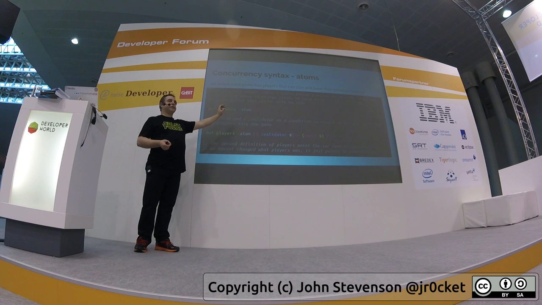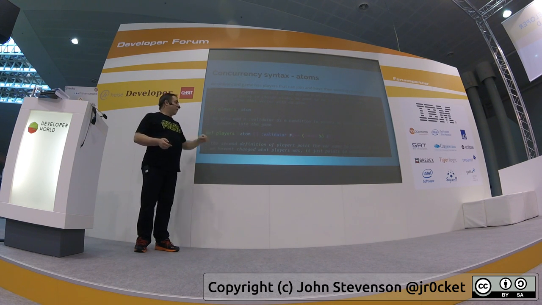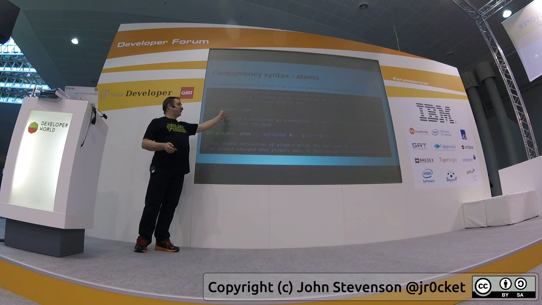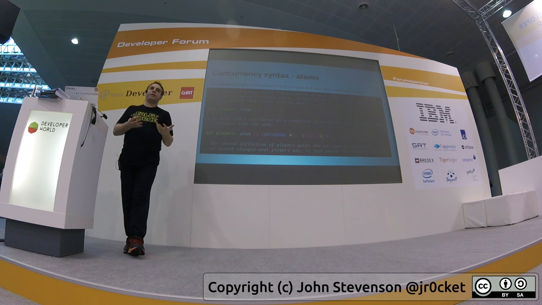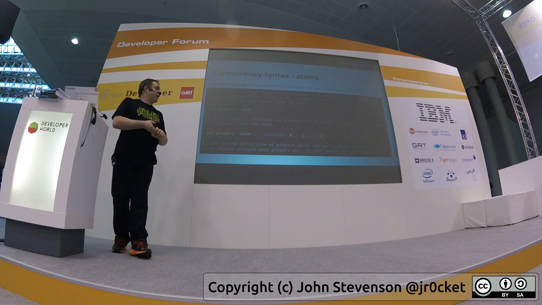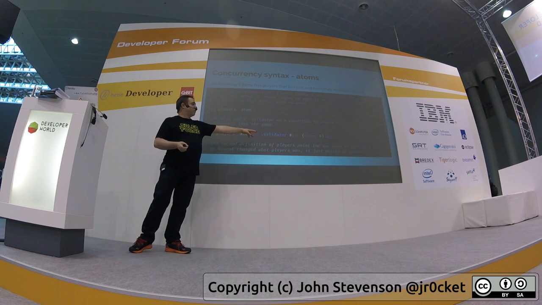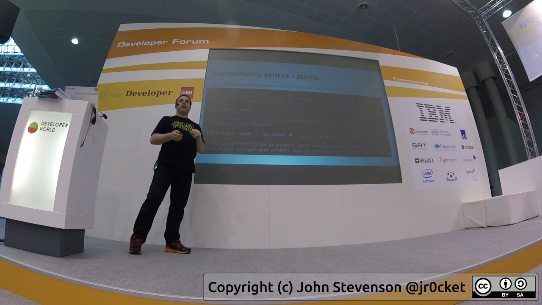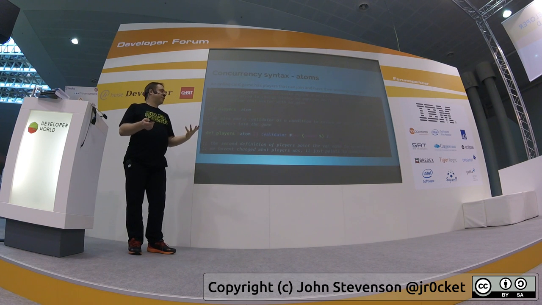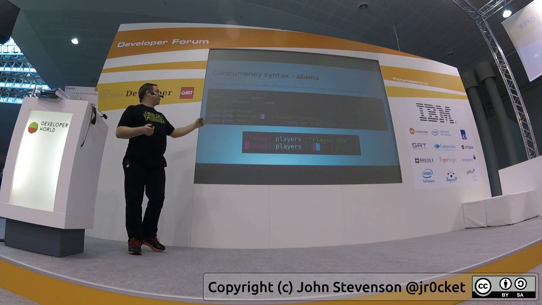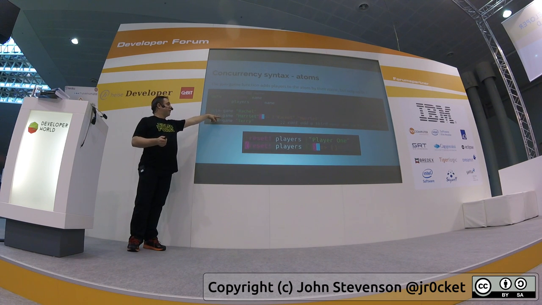So we define something as an atom. Here we're just defining an empty vector, or we can define it with valid data. We're defining something called players. We want to create a card game, and we're going to have players. We can decide that we can only have two players at once, so we put a validation function on there to make sure there are no more than two players at once. And then we can join the players to that.